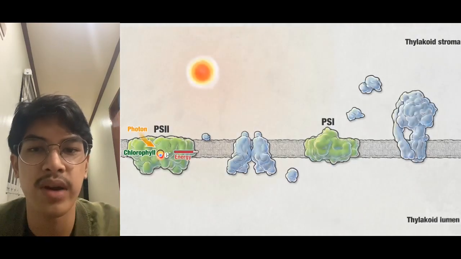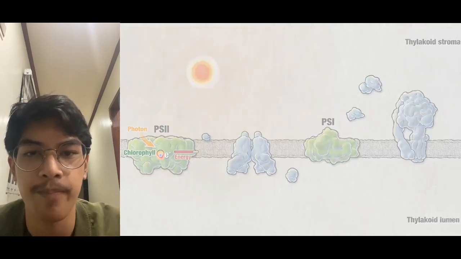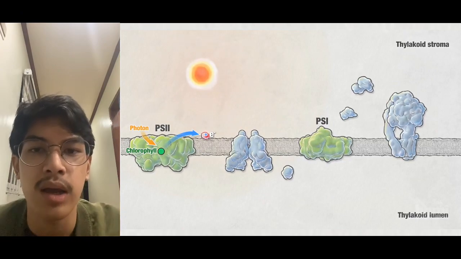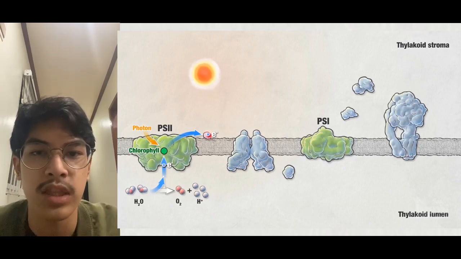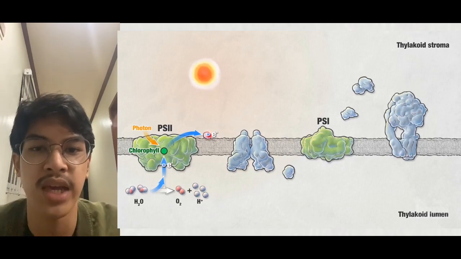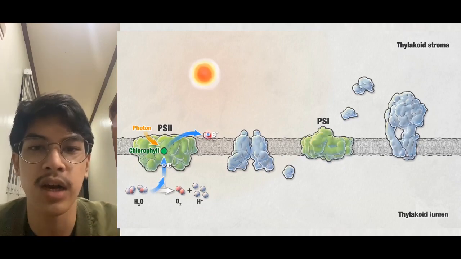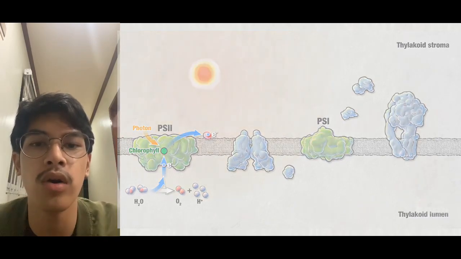First, photons of light hit chlorophyll, a light-absorbing pigment in photosystem 2. Electrons in the chlorophyll are excited to a higher energy level. The excited electrons are passed to an electron carrier. Meanwhile, water splits and releases electrons. These electrons replace those lost at photosystem 2. The byproduct of this reaction is oxygen, which is eventually released into the air. The other products are protons or hydrogen ions, which are released into the inside of the thylakoid or lumen.